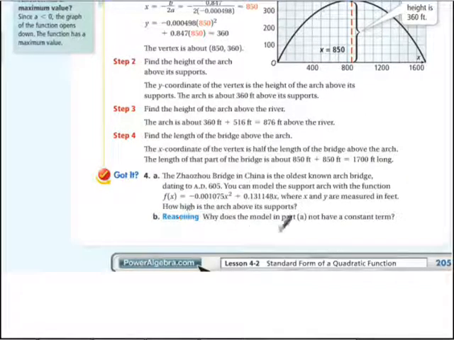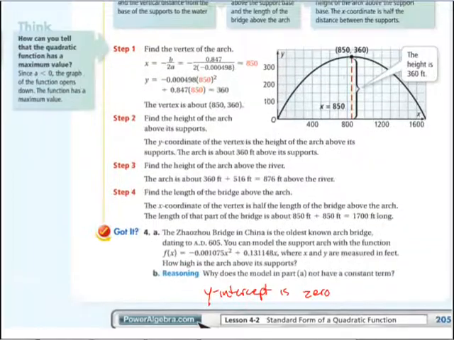And then, why does the model in part A not have a constant term? That part might be easier to understand. If it doesn't have a constant term, if there is no c, that means the y-intercept is at 0. The y-intercept here is 0. If they didn't list it, it's because it's 0. Now we go to A.